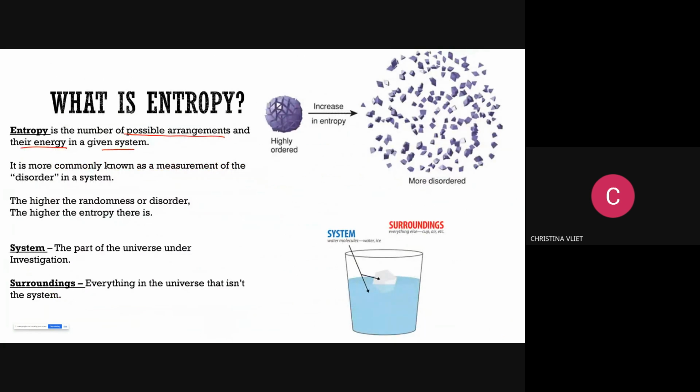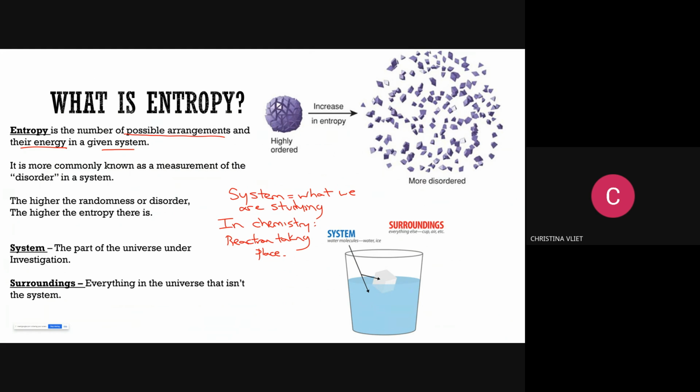What's a system again? The system is whatever we are studying. Generally speaking, in chemistry, it's the specific reaction that's taking place. So whatever reaction is taking place, we define that as the system.